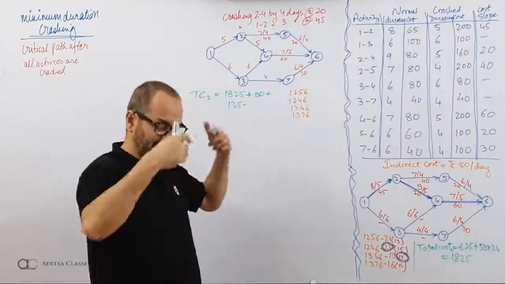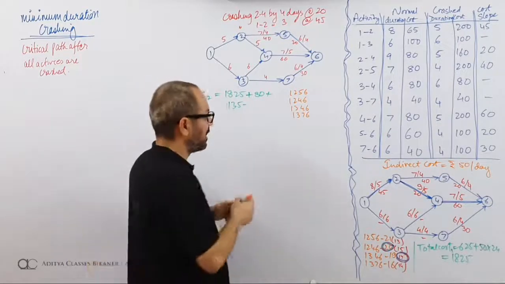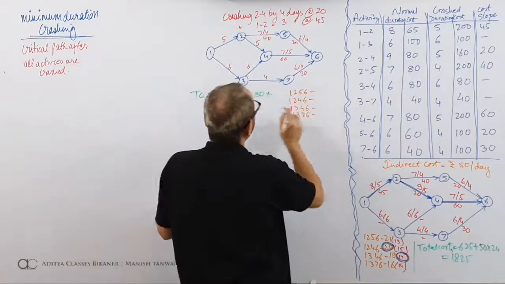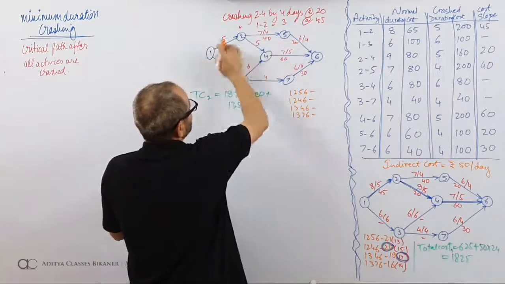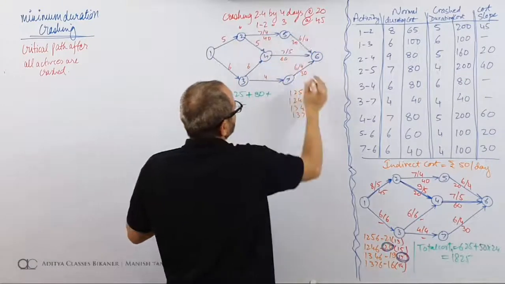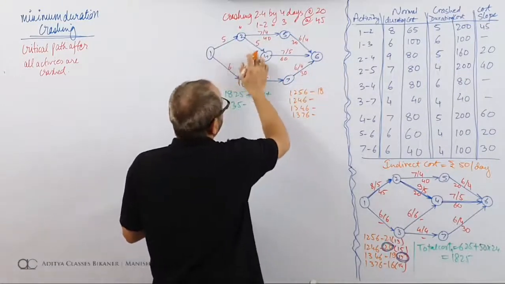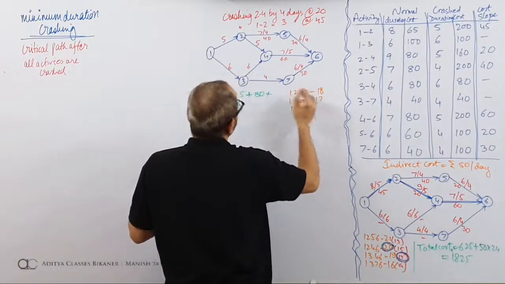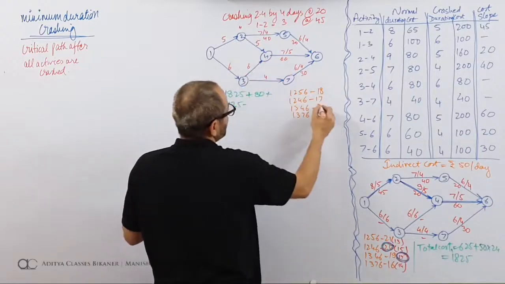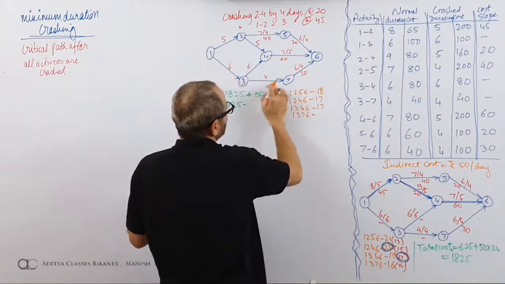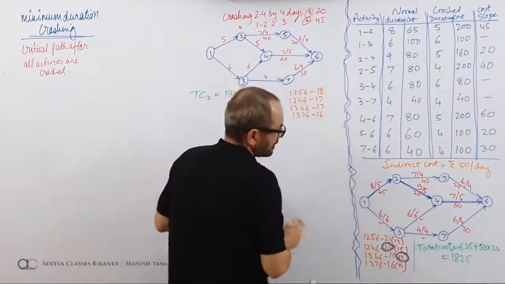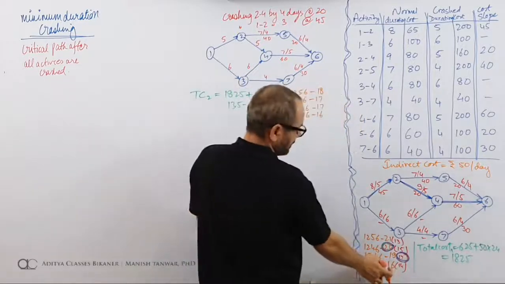Now there should be some savings. What are those savings? How do we decide upon those savings? 1, 2, 5, 6 is 5 and 7, 12, 12 and 6, 18. 5 and 5, 10, 10 and 7, 17. 6 and 6, 12 and 7, 19. 6 and 4, 10, 10 and 6, 16. So we see that this is 16 still.